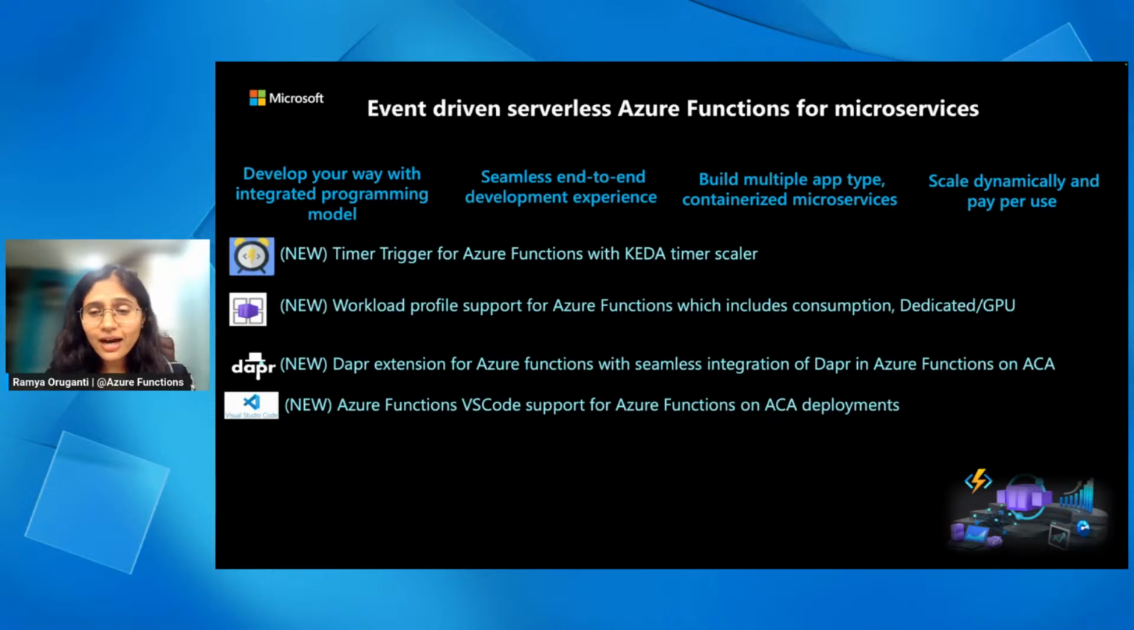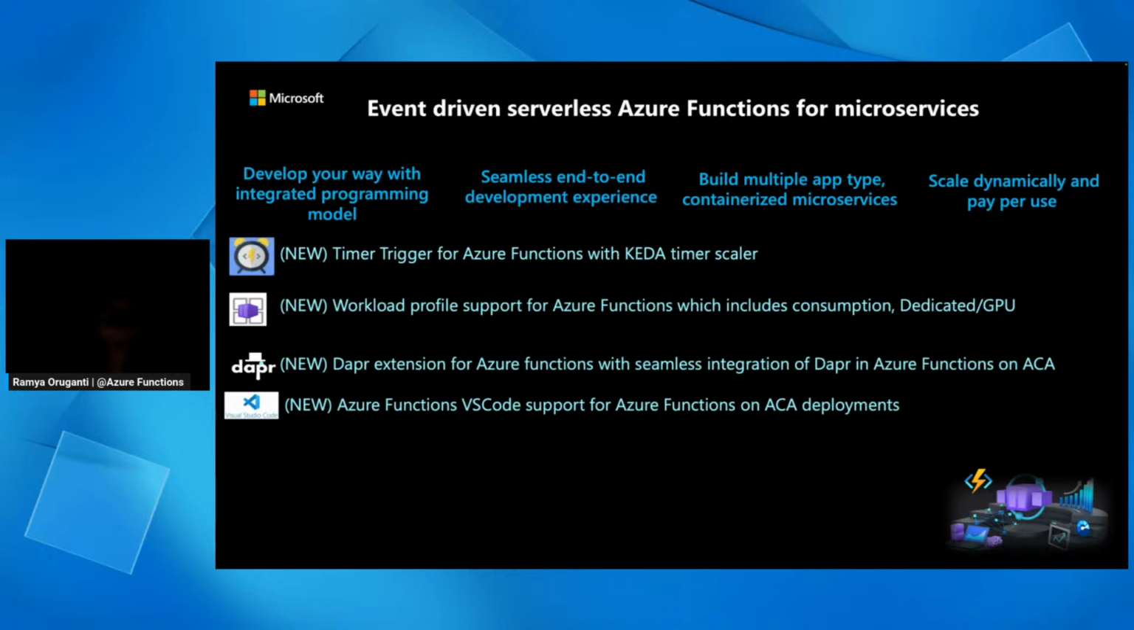And the key ones are you could use the Dapr extension for service discoverability, PubSub, and bindings. And as you know, Azure Functions already supports a wide range of bindings and triggers, so you could continue to do that. But for the bindings which are not available out of the box, you could leverage the bindings from Dapr in those cases.